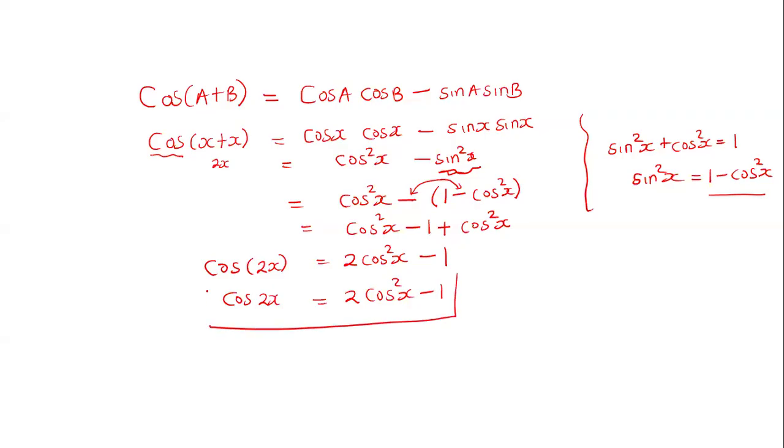Now, this is an important property that we are going to be applying when dealing with even powers. You can notice that there is a power 2 here. Whenever there is a power 2, those are even powers. So whenever you find an even power, you can express it in terms of double angles.